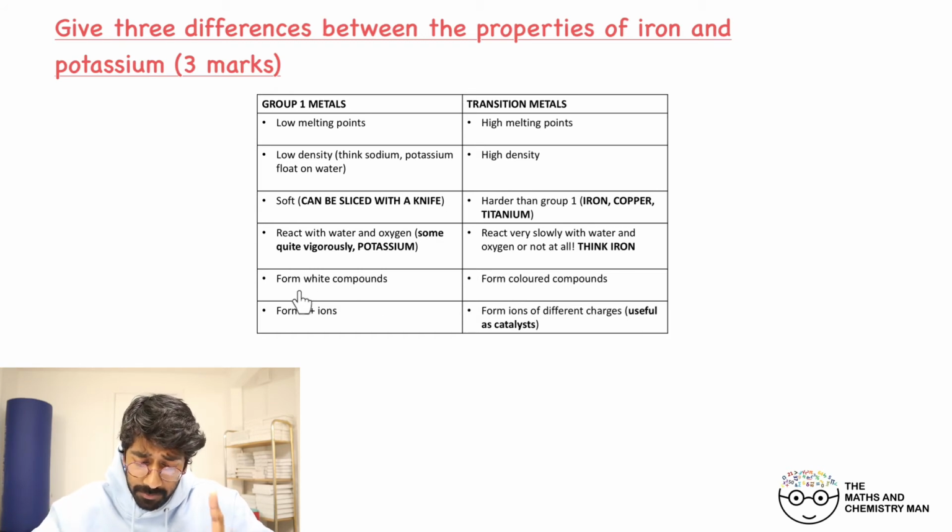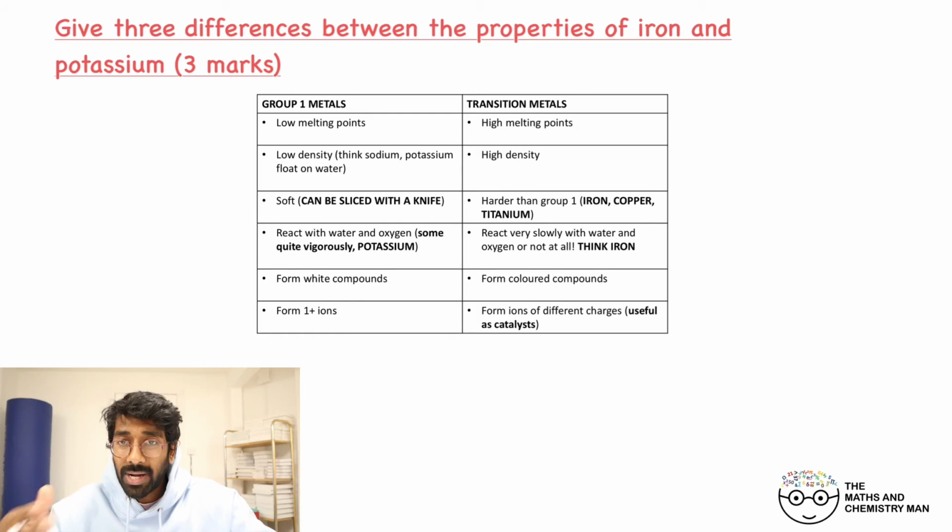Other things, group 1 metals in general form white compounds. So when they bond with something, they're going to form white compounds or white powders in general. Whereas transition metals, they form really, really nice colored complexes. So you should Google that stuff, right? Some of the colors they form are brilliant. So nice. Now with group 1 metals, the last thing is that they always form 1+ ions.